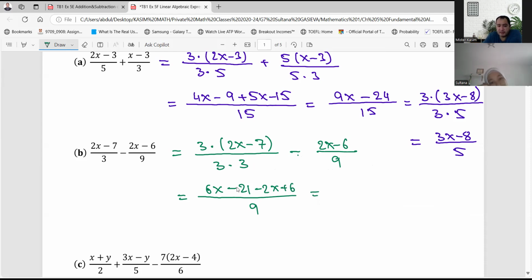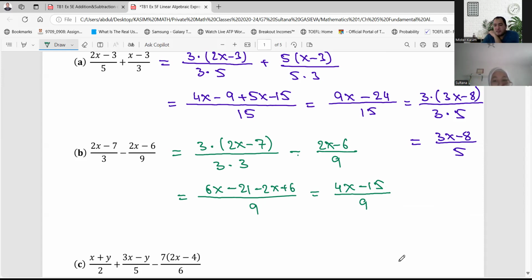which is equal to 6x minus 2x, that is 4x. Negative 21 plus 6 is negative 15. And the denominator will be 9. 4, 15, and 9 are only divisible by 1, so we cannot simplify this anymore. So this is how we combine or simplify algebraic fractions.